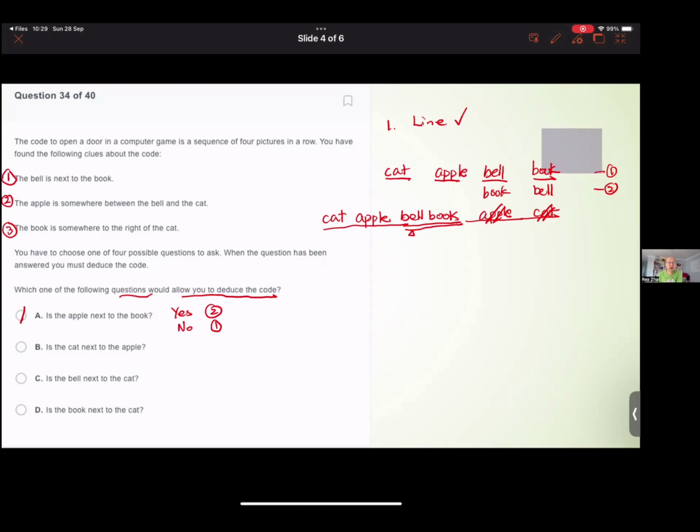So just for security, if you check B, it asks if the cat is next to the apple. Even if this answer is yes or no, we still cannot tell, because if the answer is yes, it's still going to be 1 or 2, right? We don't know which one it is because the cat is always next to the apple. That's why, for B, even if we know the answer, it won't help us with anything, right? You can also check C and D, and you'll find that they're similar to B.